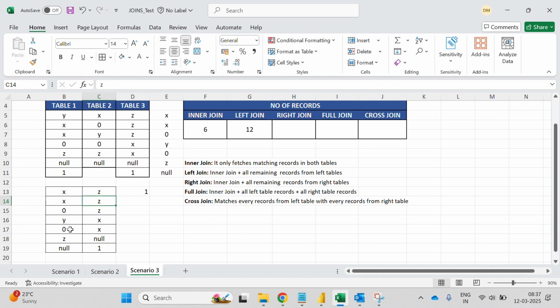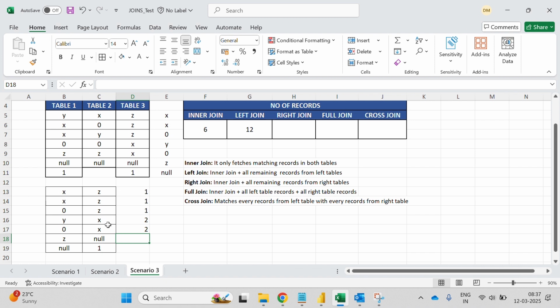This z is matched 1 time only, 1, this is 1 also, and this x is matched how many times, 1, 2, that is 2 times here. This x is matched how many times, that is 2 times here, and this null is not matched with the null, and this one is matched how many times? No matches. So z matches 1 time, 3 times, right.